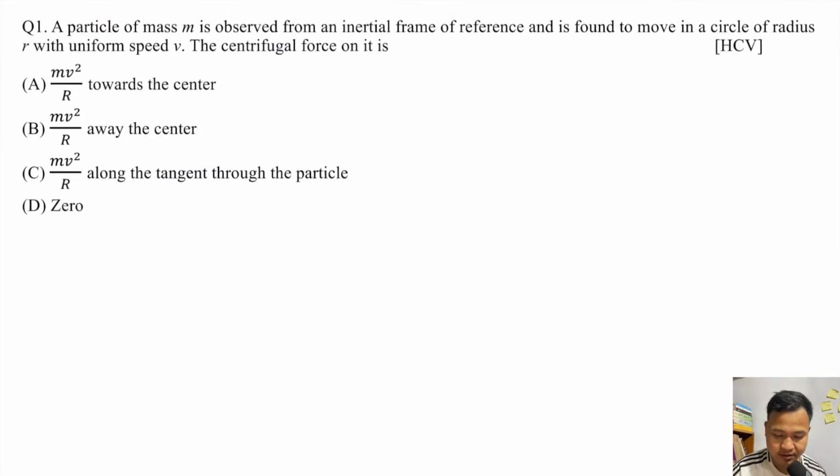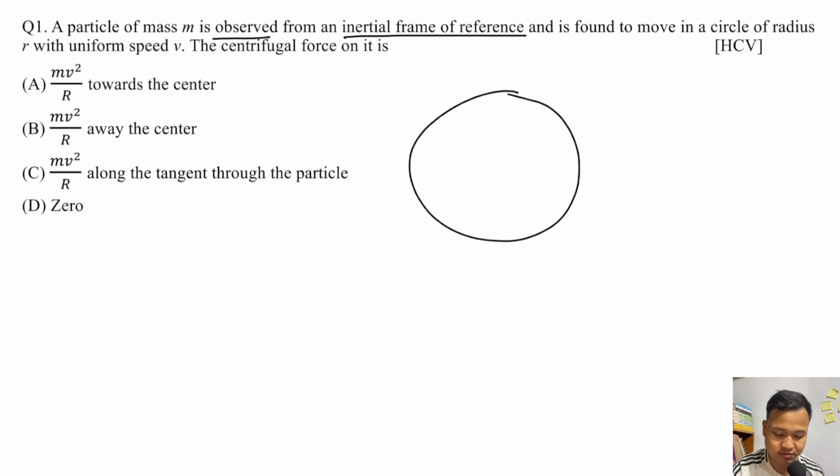Okay. Question: a particle of mass m is observed from an inertial frame of reference. It is moving in a circle of radius r with uniform speed v. So the centrifugal force on the ground, inertial frame. Suppose you are standing on the ground and looking at the particle. So the particle is of mass m, it is moving with speed v, radius r. What is the centrifugal force observed from the ground?